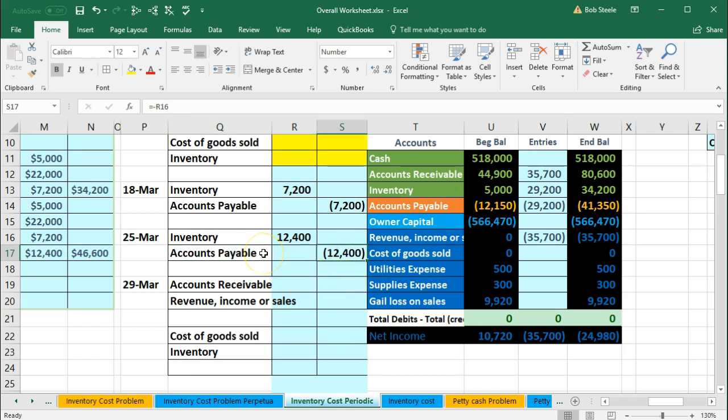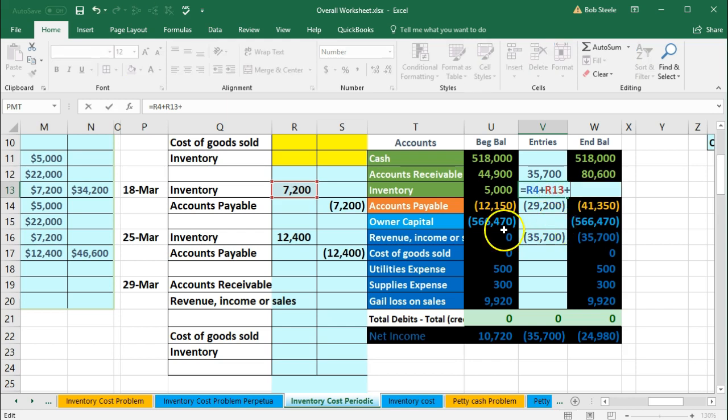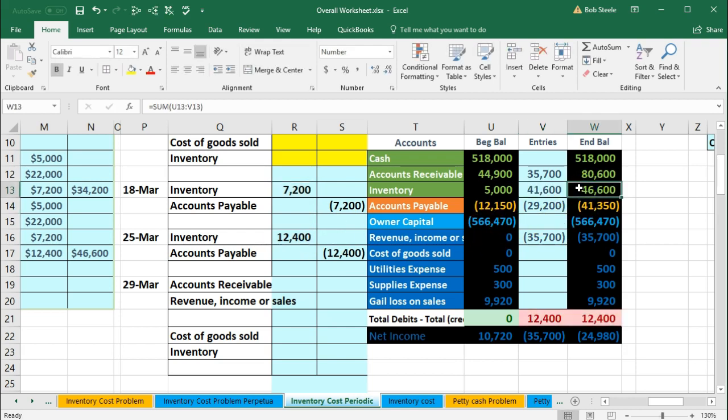We're going to post that out to our worksheet now. Here's the inventory here. Here it is on our trial balance. We want to go to the middle column in V13. Something's in it. Therefore, we will double click on it, go to the end of it, and say plus, and then point to that 12,400, bringing the balance up to 46,600. Should look familiar.